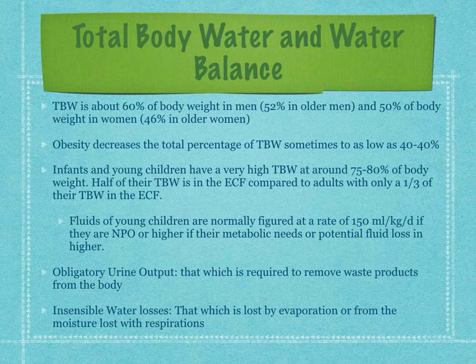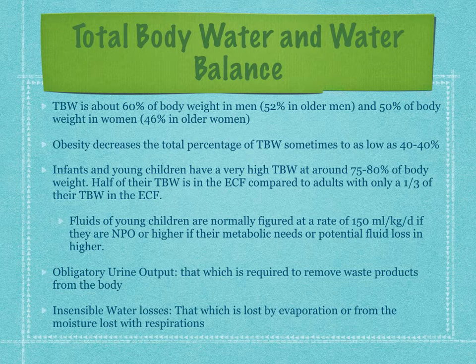When we look at total body water and water balance, total body water is about 60% of your body weight in men, 52% in older men, and 50% of the body weight in women, or 46% in older women. Obesity decreases the total percentage of total body weight, sometimes to as low as 40 to 45%. Infants and young children have very high total body water at around 75 to 80% of body weight. Half of their total body weight is in the extracellular fluid, compared to adults with only a third of their total body weight in the extracellular fluid.